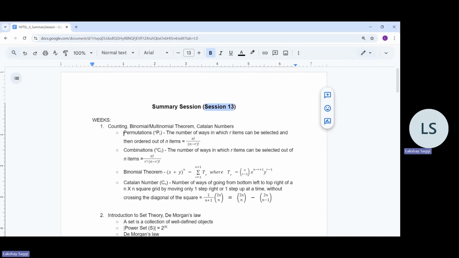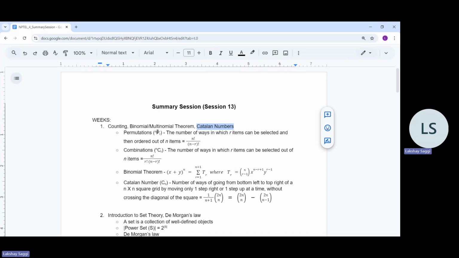In the first week, the first set of lectures was more about recollecting what we had done in high school regarding discrete mathematics, some more advanced stuff than high school, but more or less the same counting principles. So we had discussed counting, the binomial and multinomial theorems, and Catalan numbers, which were something new and pretty cool to us. So, what are permutations?